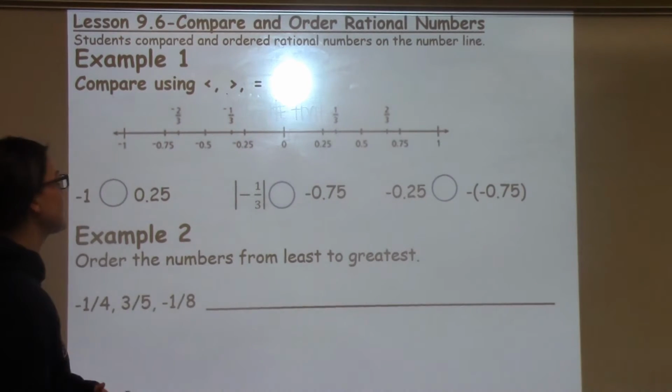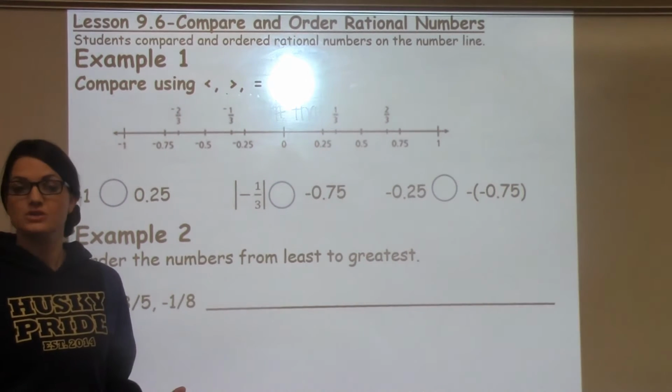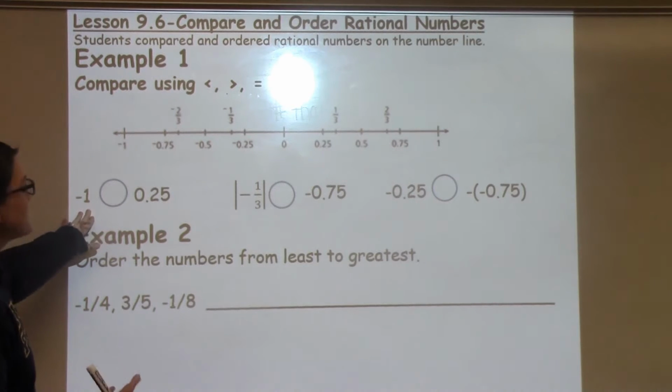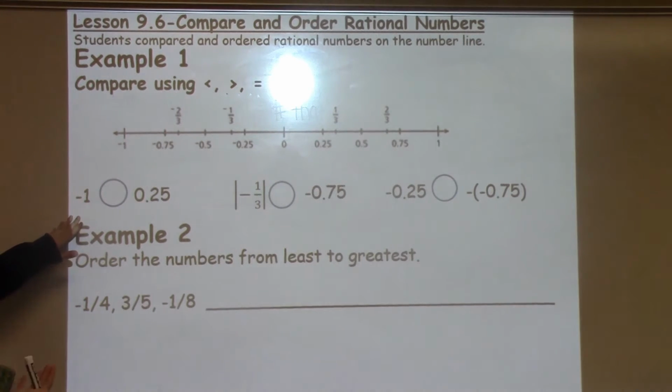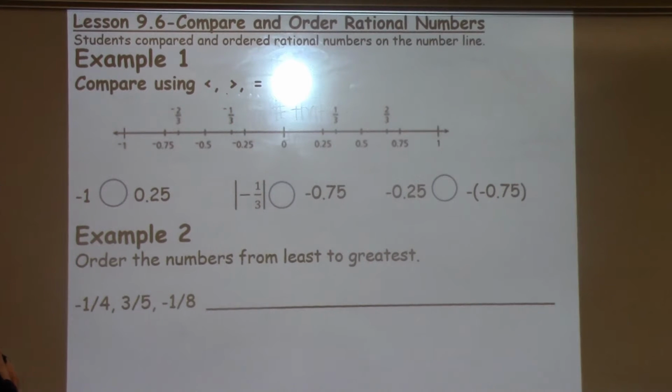Today students compared and ordered rational numbers on a number line and also just by themselves, just looking at rational numbers and also other integers and decimals and comparing them together. So we're going to look at a couple of different examples.